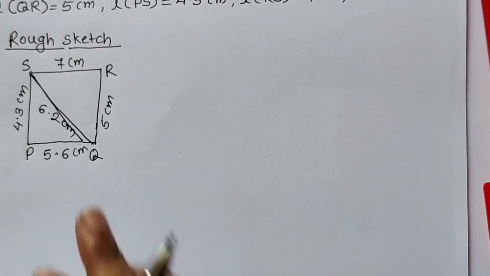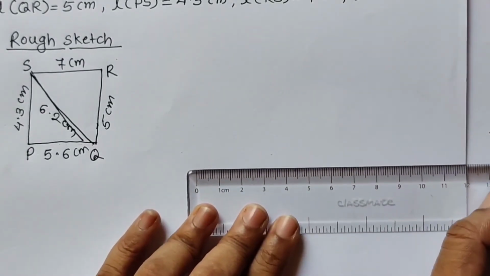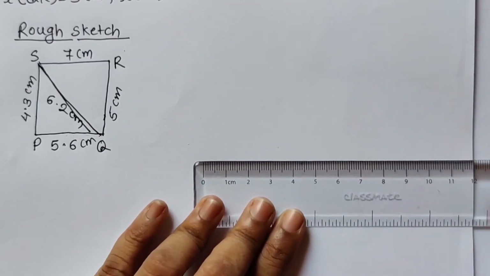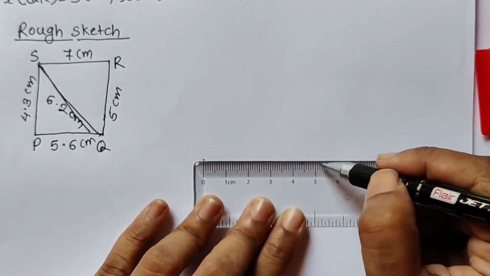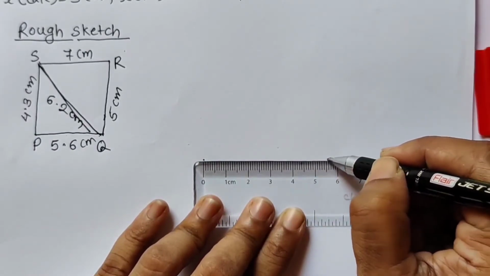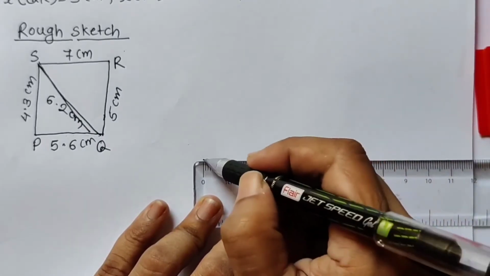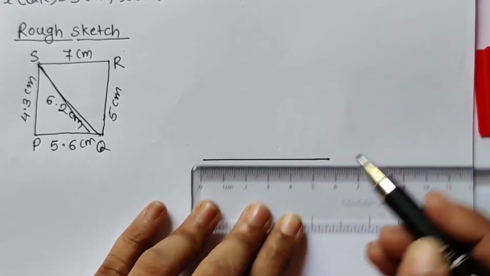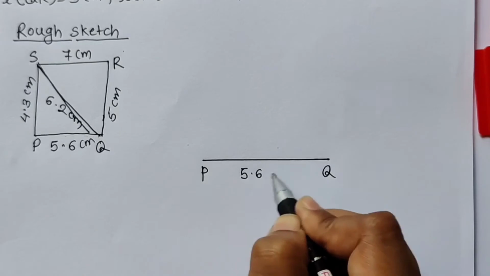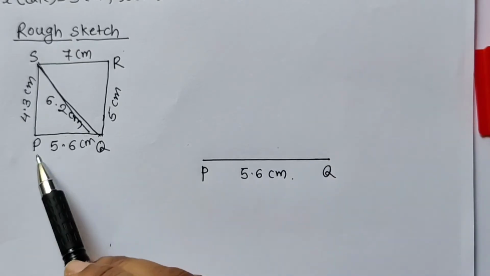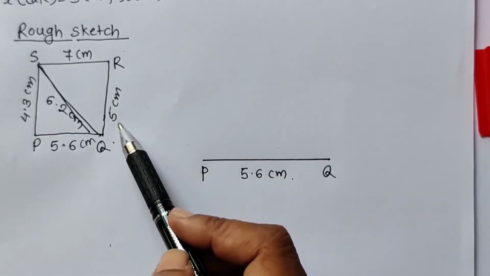First we have to draw PQ 5.6. So I am going to draw 5.6. See it properly. 0 to 5.6. After 5, the sixth line is 0.6. Correct? After 5, it is the 6th line. So it is 5.6. This is PQ, which is 5.6 centimeter. Now after drawing PQ 5.6, we have to draw PS 4.3 and QR 5 centimeter.